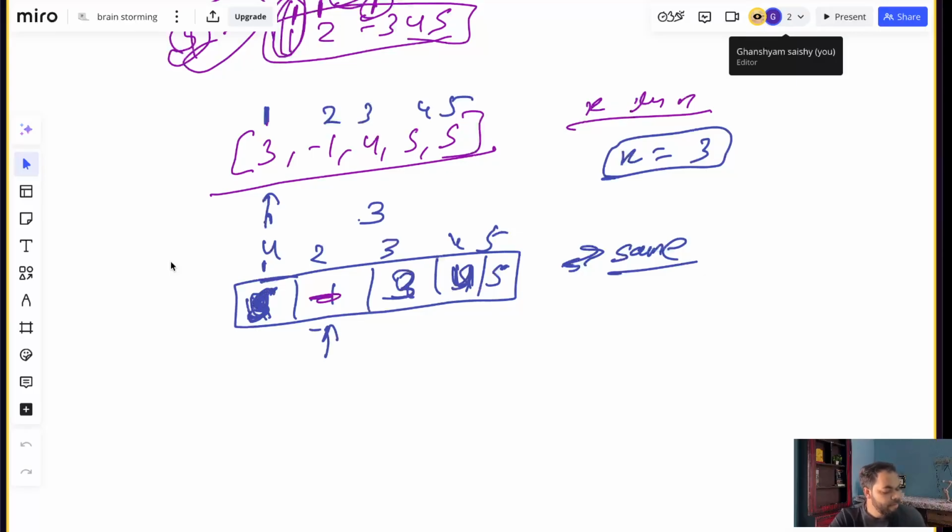Cool. Move ahead. And then this was 1, so it will go here. 5 comes here. It is not the same, then we'll go ahead. So you will see it is the same, it is the same, it is the same. So now, where does the minus 1 go?